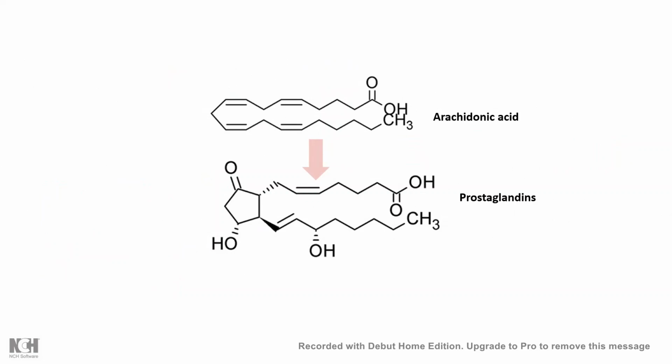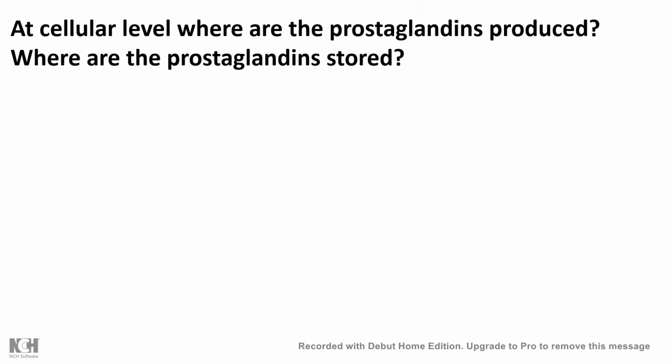Now let's look at the biosynthesis of prostaglandins in a bit more detail. First, we should ask: at a cellular level, where are the prostaglandins produced and where are they stored? Let me tell you, prostaglandins are very unstable compounds and their half-life is around 30 seconds. So they are produced, perform their work, and are degraded. Prostaglandins have a very high turnover rate.